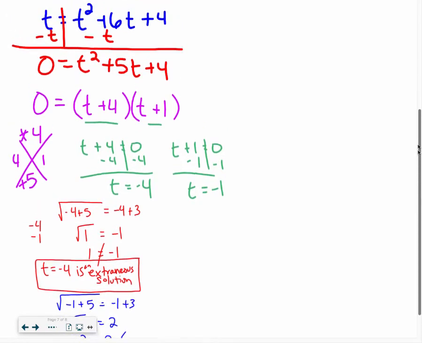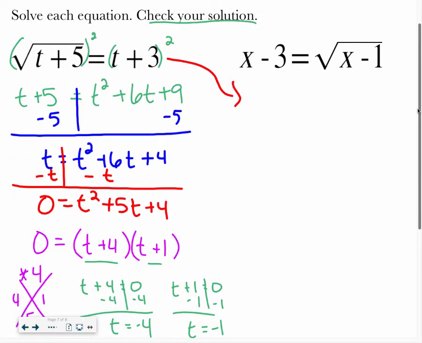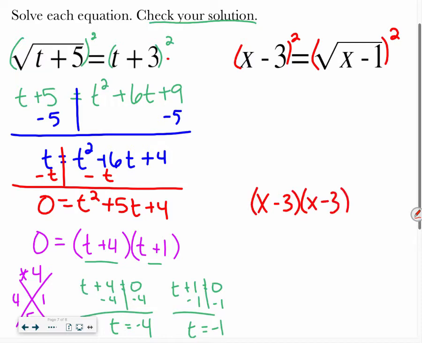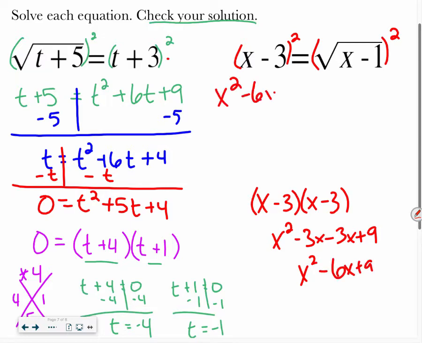Now, if we scroll back up and try our second problem, I'm going to get rid of the arrow. We have x minus 3 equals the square root of x minus 1. So I do the same thing. I square both sides. X minus 3 squared is the same thing as x minus 3 times x minus 3. That's x squared minus 3x minus 3x plus 9, or x squared minus 6x plus 9. So x squared minus 6x plus 9 equals x minus 1.